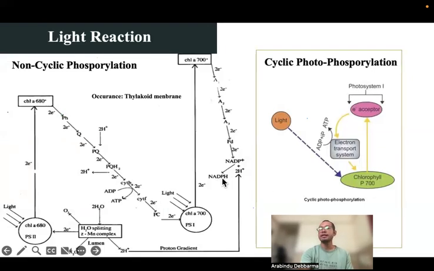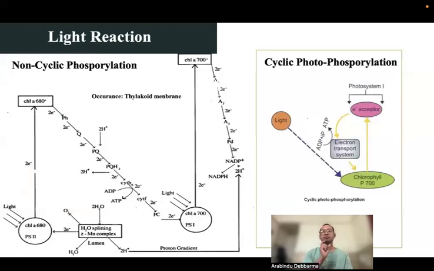No NADPH is produced during this process because it doesn't give its electron to NADPH, but the electron comes back to photosystem 1 again. So it started from photosystem 1, traveled through various chambers of cytochrome, and finally reached photosystem 1 again. That's why this particular process is called cyclic photophosphorylation.